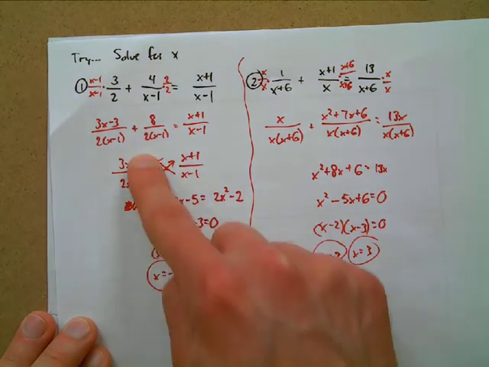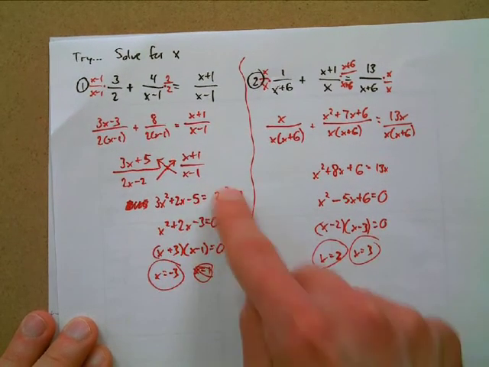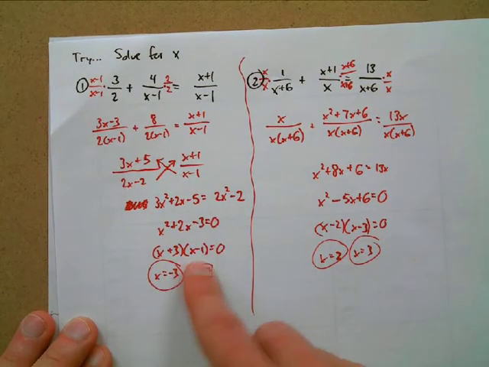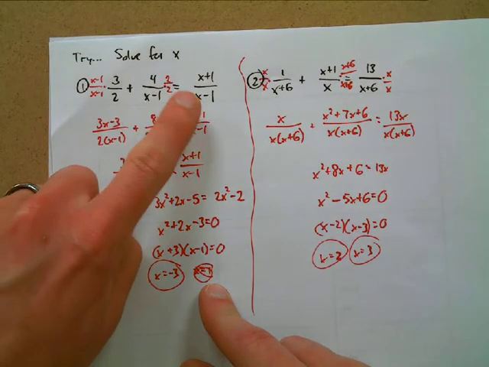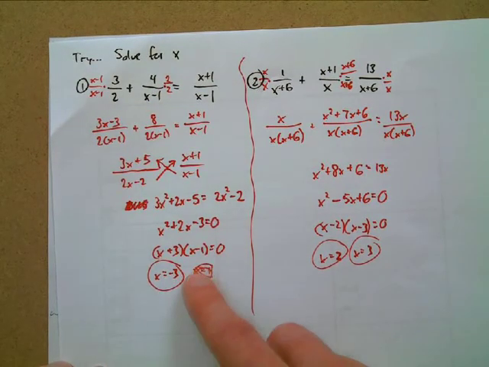And that gives this, where I bring everything over so it's equal to 0, and I can factor. I get 2 answers, right? -3 and +1, but I can look back up here and see that +1 will cause me to divide by 0. So I don't want to include the +1, we'll just include the -3.